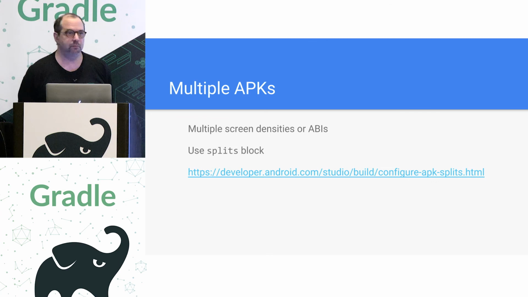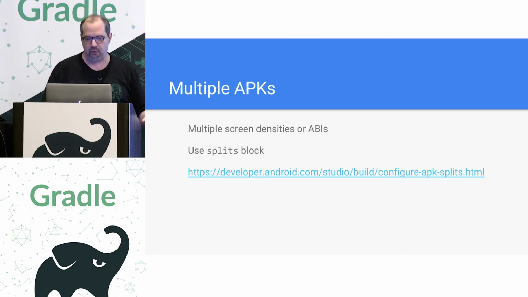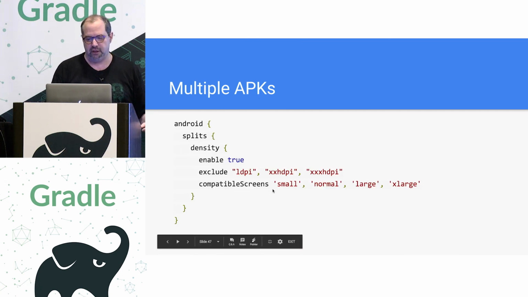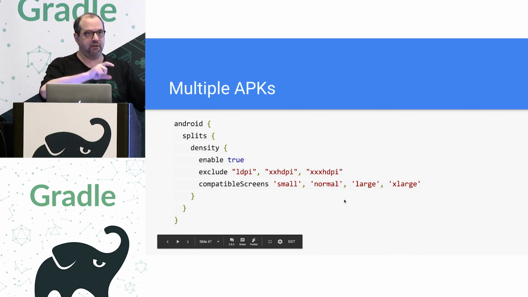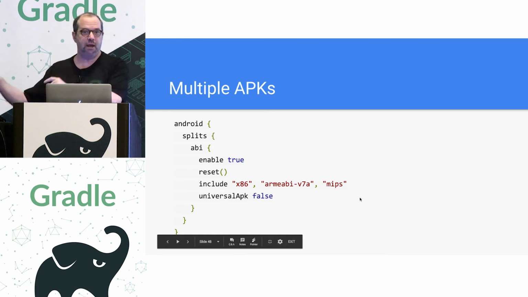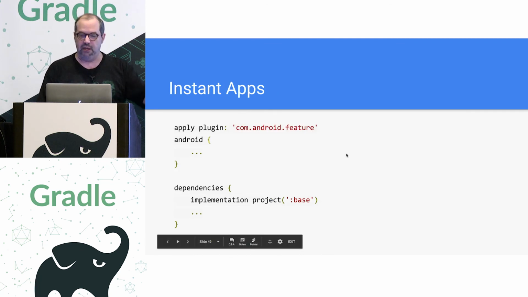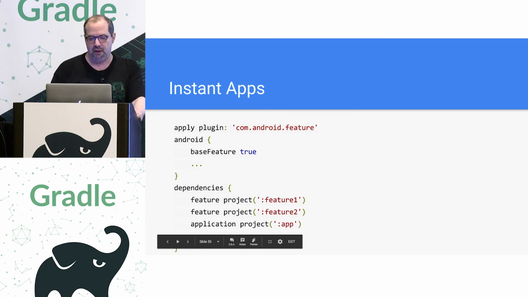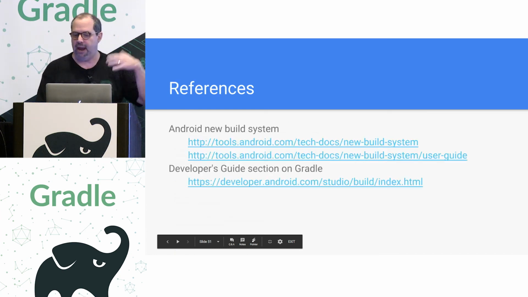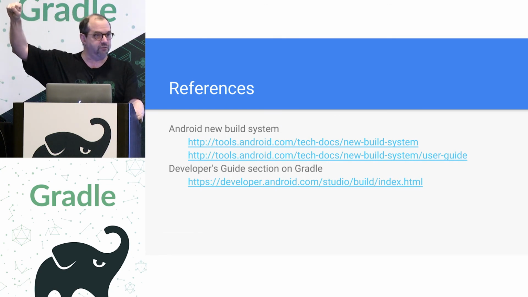Of course, one of the things you may be aware of is sometimes now you may want to generate multiple APKs, and I don't mean a split APK. I mean an APK that only has, for example, certain densities rather than all of them, or ABIs. I only want to include certain ABIs, and there's a web page that discusses all of this. And also there's the instant apps mechanism. If you play with that at all, now you're using the feature plugin with a base and features that build on top of that base. And that's everything.